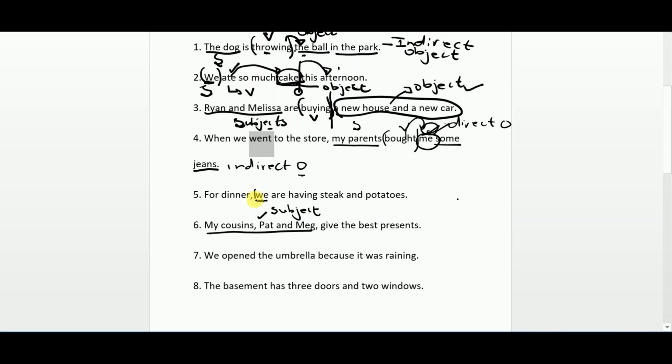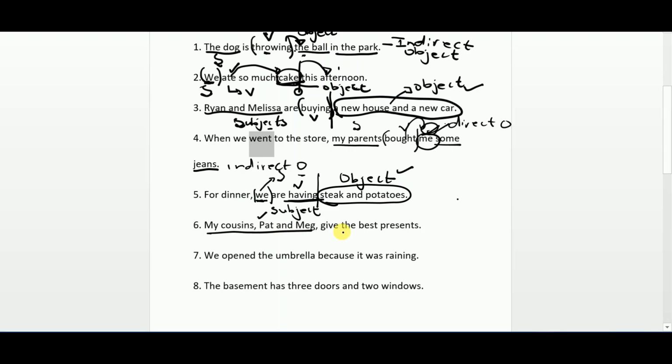So here this pronoun we now becomes our subject, and then having becomes our verb. Remember, we always pause where the verb is to understand or to locate our object. What are we having? Steak and potatoes. So steak and potatoes here becomes our object. So here we don't have multiple objects, we only have one, which is steak and potatoes.